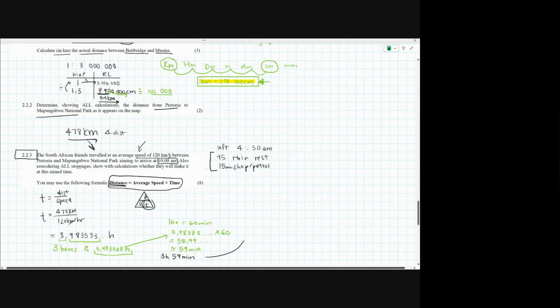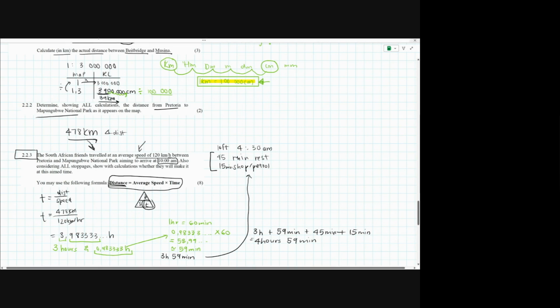We then have to take into account the stops. So we've got 3 hours plus 59 minutes, plus the 45-minute rest that they took, plus the 15-minute shop and petrol break. Now, 45 plus 15 is a full hour, so this takes me to 4 hours and 59 minutes.